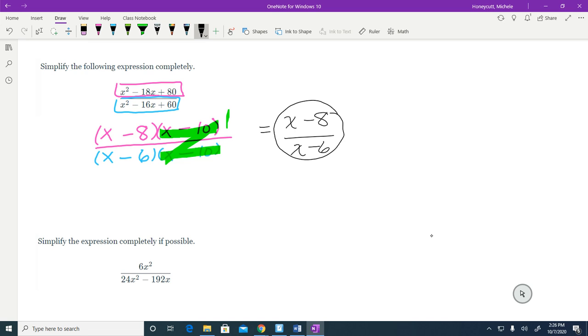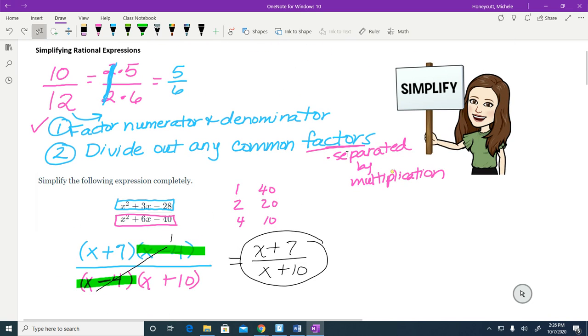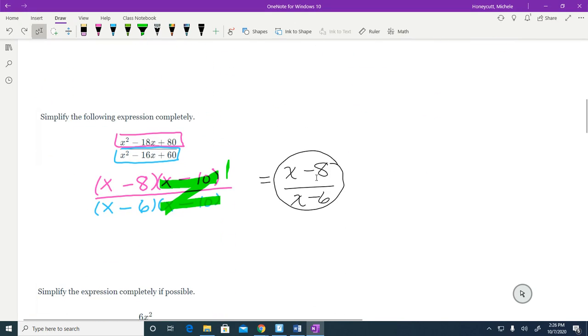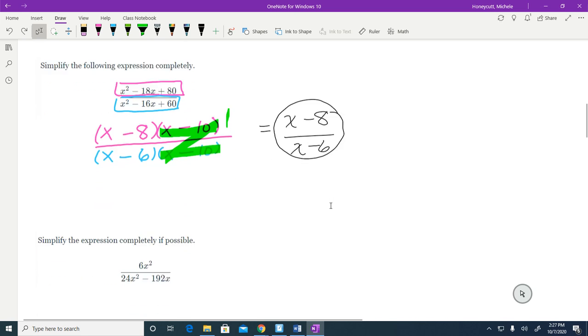Now, let me tell you this. Here's a warning. Every year I teach this, I'll always have a student who wants to see, oh, there's an x and there's an x. Those cancel. Hold on a minute. Remember what I said? Common factors are separated by multiplication. So on this x and that 8, those are separated by subtraction, not multiplication. So you cannot divide out those x's because they're not separated by multiplication. So just be aware right there. So this is as far as it will simplify.